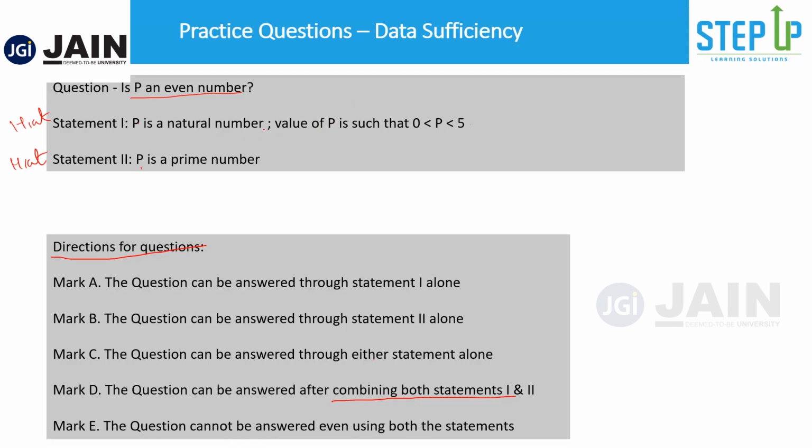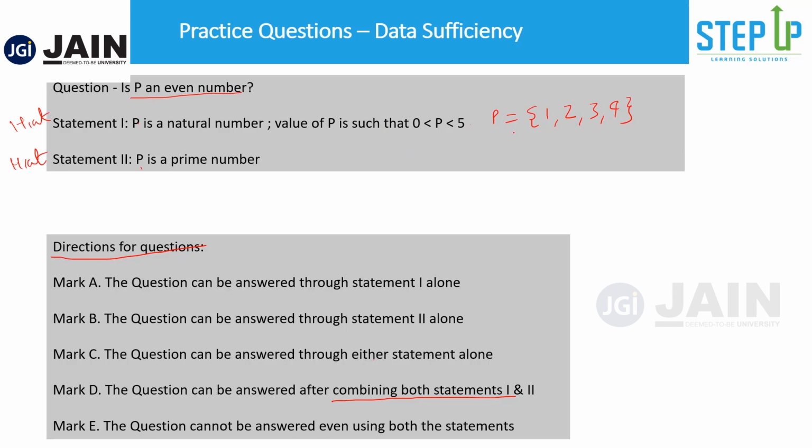Okay, so the information given about statement 1 is that P is a natural number. Natural numbers, we know, start from 1: 1, 2, 3 and so on. The value of P is such that P is greater than 0 and less than 5. Now P is a natural number, which means 0 is not included, and it's less than 5, meaning the possible values of P could be 1, 2, 3, 4, right?